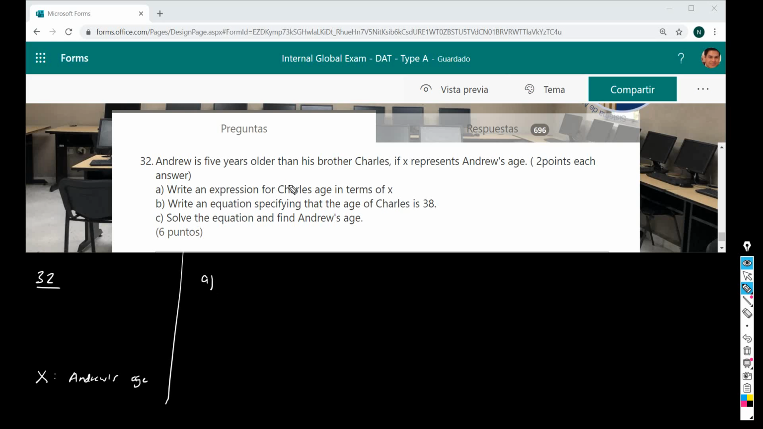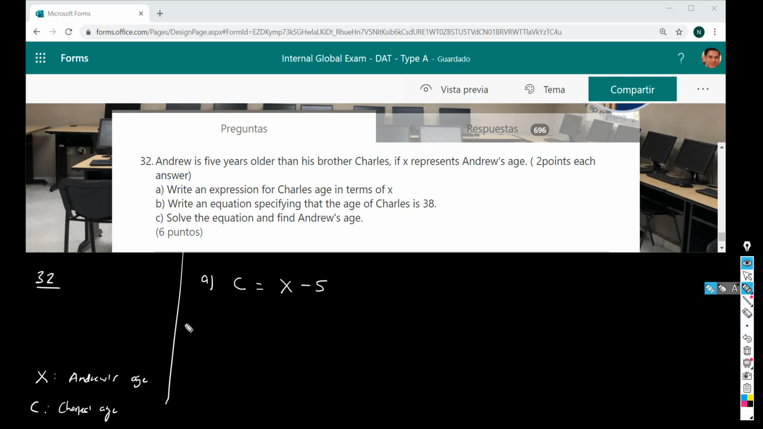Exercise A. Write an expression for Charles's age in terms of X, in terms of Andrew's age. So first, I can write C for the age of Charles. If I do that, C is going to be Charles's age. And so Charles's age will be the same as Andrew's minus 5. If you just wrote this, that's okay, but because they're asking you for an expression, and I'm writing the whole equation, I'm saying that Charles's age is equal to Andrew's age minus 5.